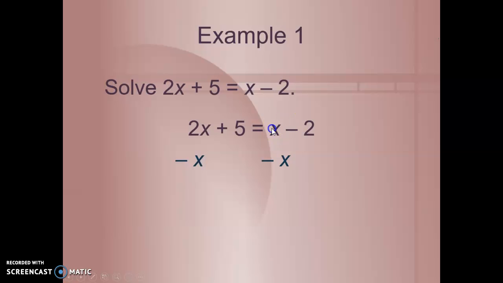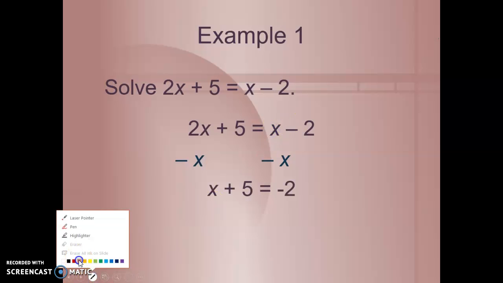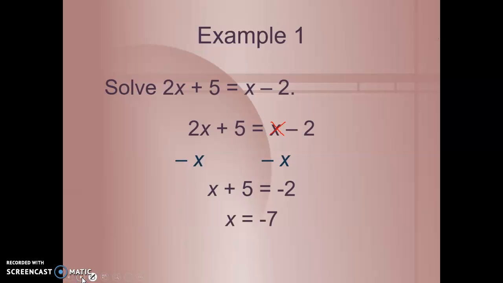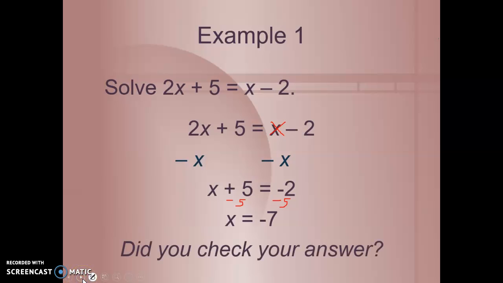So we want to get rid of the x over here on this side, because we're trying to get just the numbers on this side. And if we subtract x from this side, we've got to do the same thing over here, which leaves us with just one x. 2x minus an x is 1x, plus 5 equals negative 2. Well, now we want to get rid of this positive 5. We're going to use the inverse operation of subtraction to subtract 5 from that side. But whatever we do from one side, we have to do to the other. And when we subtract 5 from both sides, we get x = -7. We can plug that back into our original equation to make sure that it works, and it does.